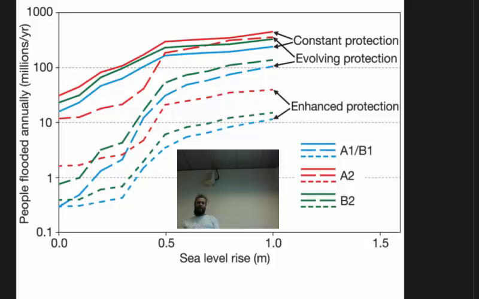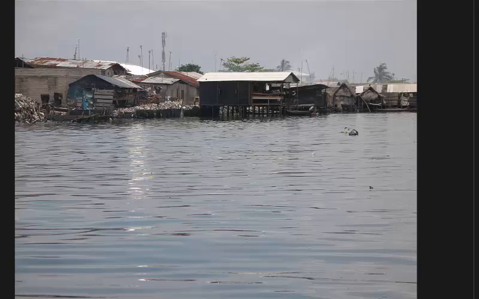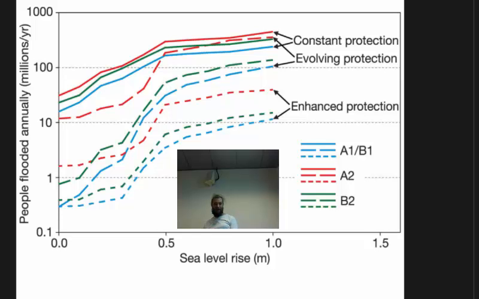Now the dotted line adds an additional assumption. If you travel across the world, say you would go to a coastal city like Lagos, you would find that it's not nearly as well protected against sea floods as Amsterdam, because people there are a lot poorer and the government is a lot more chaotic.